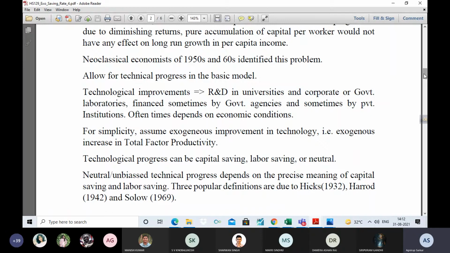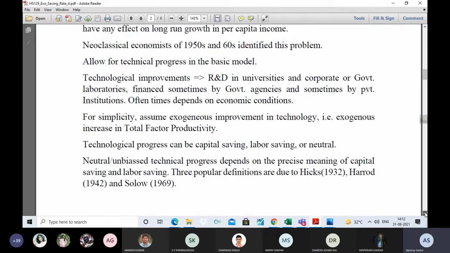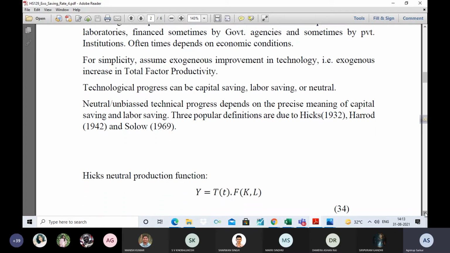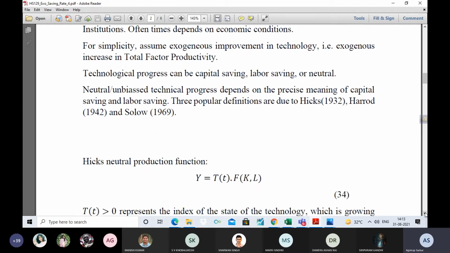So basically, the definition of neutral technological progress depends on the precise meaning of capital saving and labor saving. So there are three popular definitions, one by Hicks, the other two by Harrod and Solow. Hicks came up with this idea very early, those were very early days in the development of growth theory.